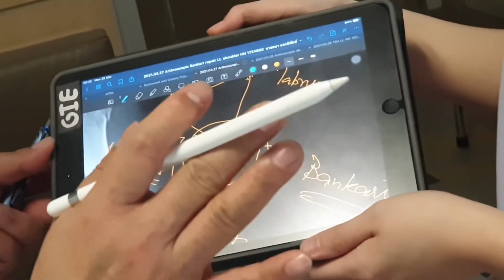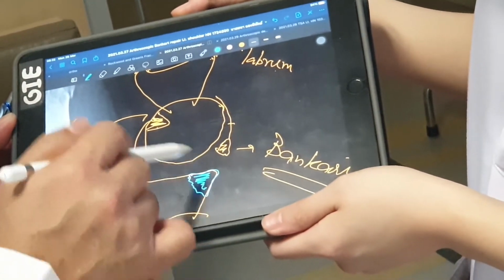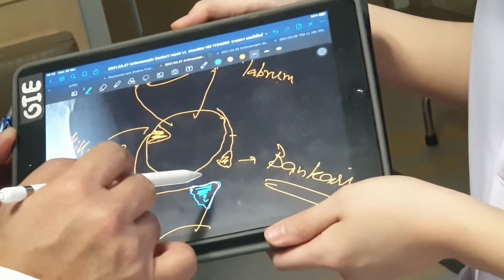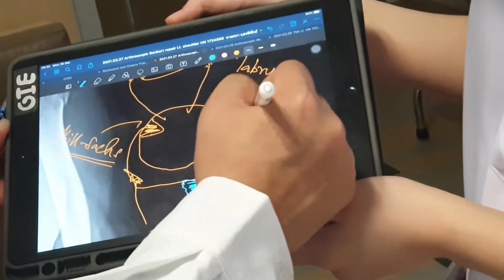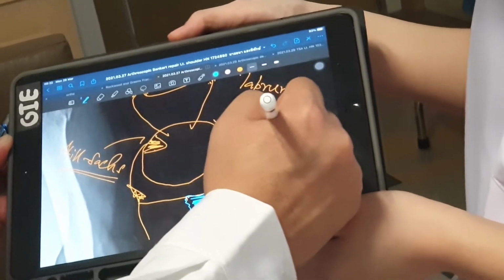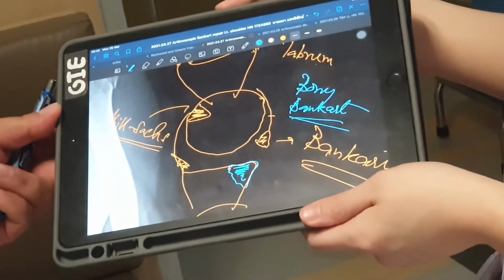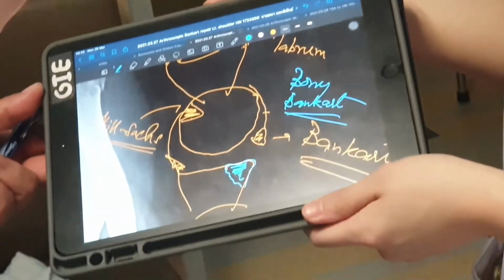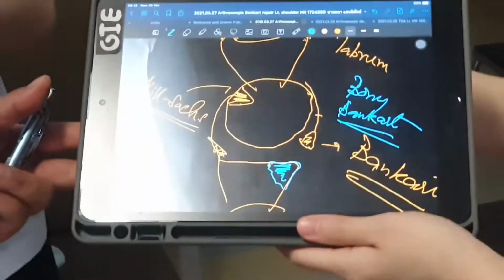But this patient is different. He had this big piece of bone broken. We call this the bony Bankart. That's why he needs surgery, because this is not a simple dislocation. This bony Bankart is a very big piece. If you don't fix it, the patient will have dislocation for sure.